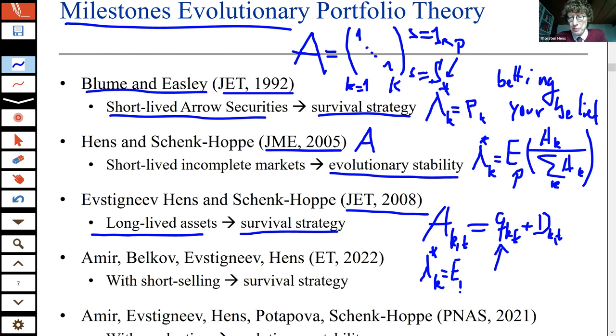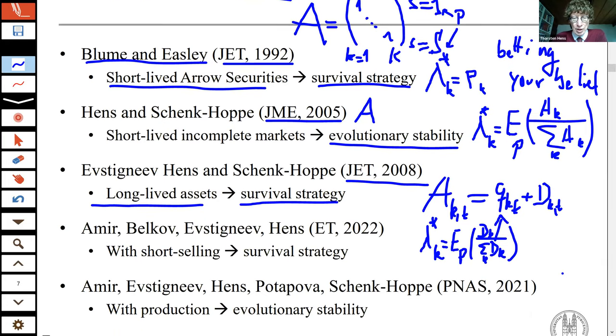but it has to be the expected relative dividends. So the expectation with respect to the probability measure, and then you have to take the dividends, the exogenous payments, the dividends divided by the sum of the dividends. So this was the surprise, that ultimately the price fluctuations don't matter for your survival, they are endogenous, and what matters ultimately is only the exogenous payoffs, the dividends.